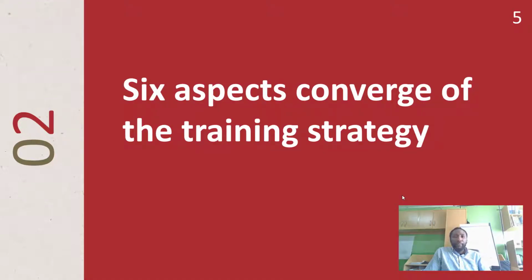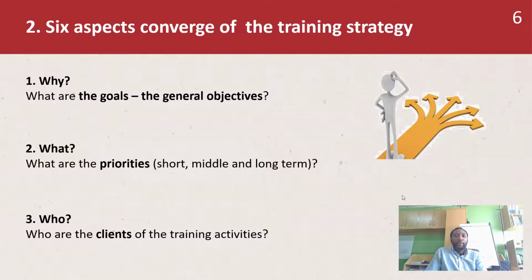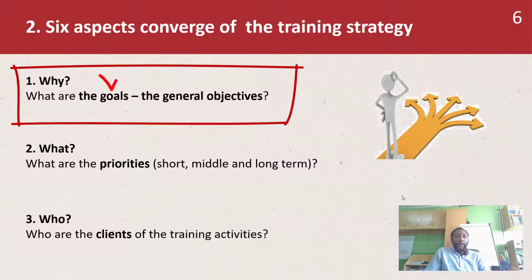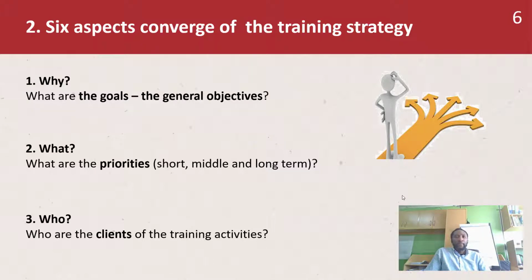So there are 6 aspects that converge of the training strategy, and we're going to look at these ones in detail. The first aspect is the why, which refers to the goals, or the specific link between the training and the company's general objectives. In question form, you would ask yourself, what concrete results is a training intended to address?